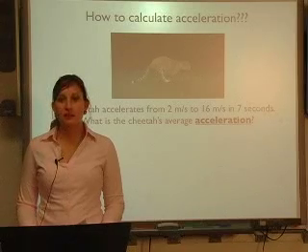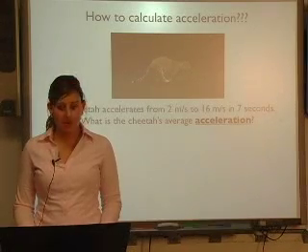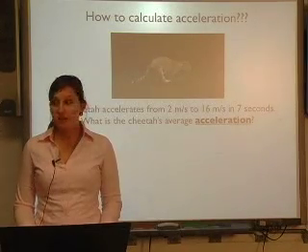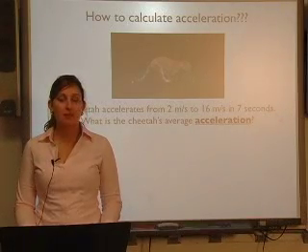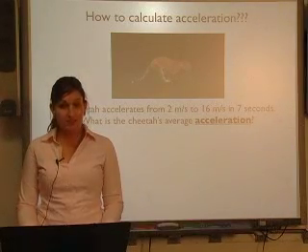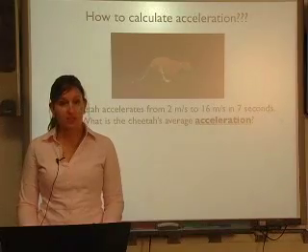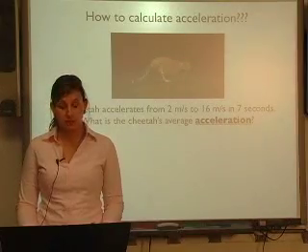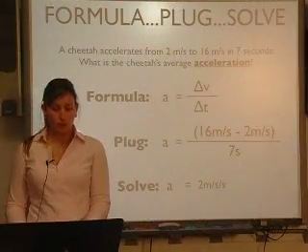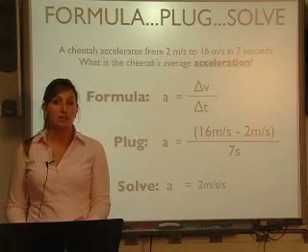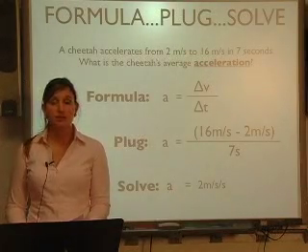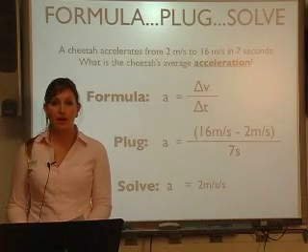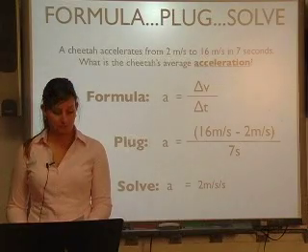How to calculate acceleration? Let's do a problem together. A cheetah accelerates from 2 meters per second to 16 meters per second in 7 seconds. What is the cheetah's average acceleration? So write down the formula needed to solve the problem. A equals delta V divided by delta T.